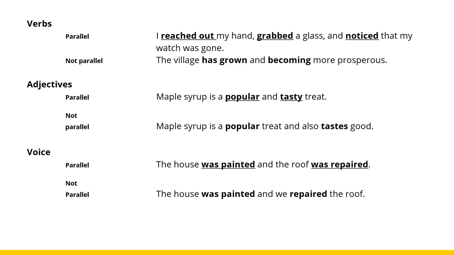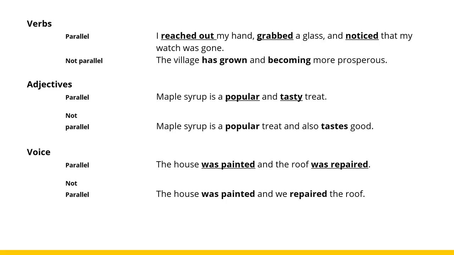The following parallel structures we're going to discuss are verbs, adjectives, and passive voice. The first one is verbs, and we have a verb parallel structure sentence here: I reached out my hand, grabbed the glass, and noticed that my watch was gone. As you see, we have highlighted words in bold: reached out, grabbed, and noticed. It's parallel because all these words are verbs in the past. So that's why this is a parallel structured sentence.